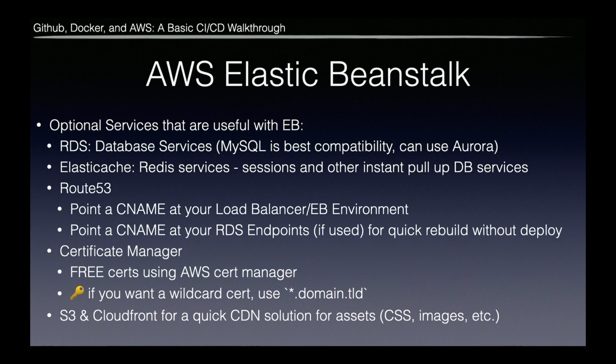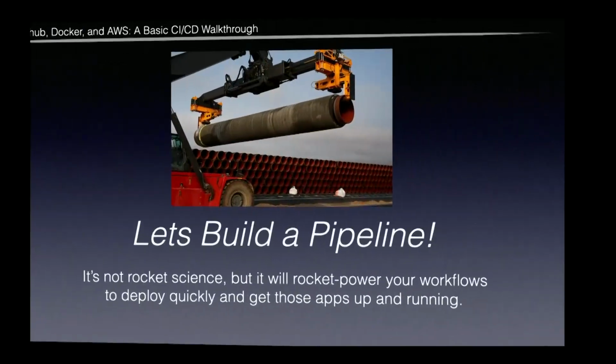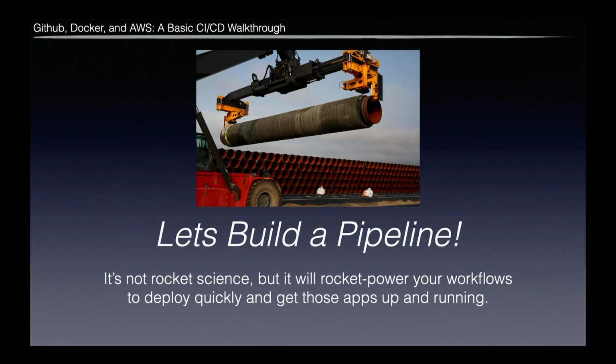I talked about some of the optional services. I'll leave this as a reference slide for everybody. There's a lot of other services you can configure alongside Beanstalk. I'm going to go straight into building a pipeline. I'm going to pause for a second because I've been talking for too long. Are there any questions up to this point?